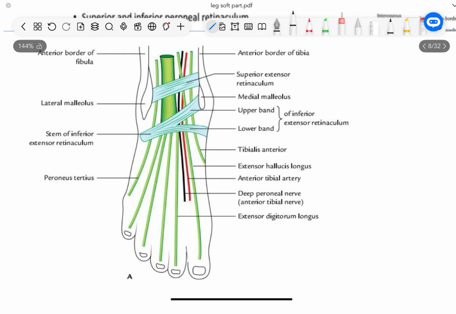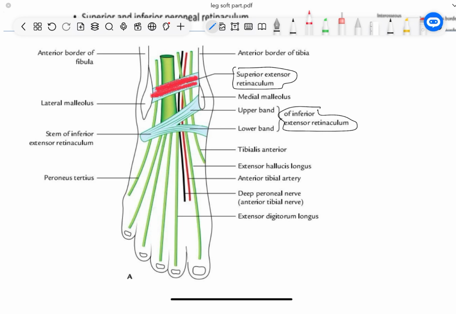Now, on screen you can see a figure showing the retinacula: the superior extensor retinaculum, then the inferior extensor retinaculum. So, I am changing the color. This is the superior extensor retinaculum, which is holding the muscle tendons coming from the leg towards the foot. They are all extensor muscles, the anterior compartment muscles of the leg. Then you can see the inferior extensor retinaculum, which has a Y-shaped band. It also helps hold all the tendons passing underneath. These are the two retinacula, superior and inferior extensor retinaculum.